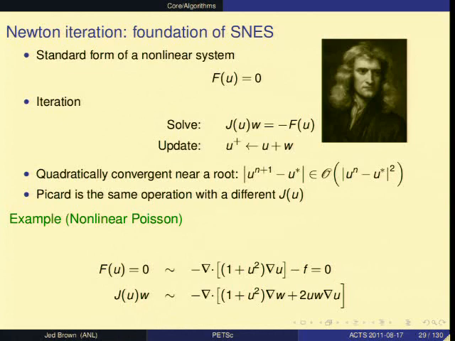We solve for some increment w here. J is the Jacobian or some approximation. So a Picard iteration, which is a pretty common fixed point iteration that people do, is really this same operation, except it's a different Jacobian. It sort of doesn't include all the terms. So Newton methods are quadratically convergent near a root, which means once you get close to the solution, it converges very quickly. So that's a very useful property.